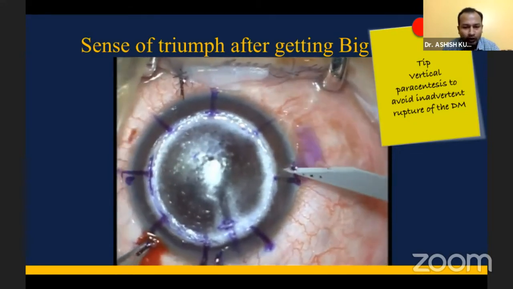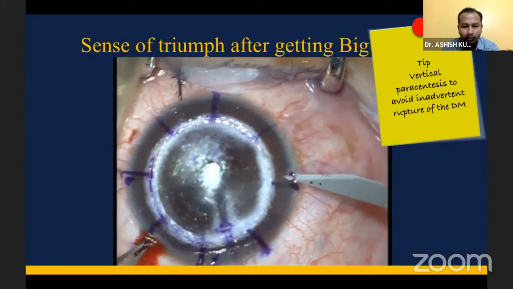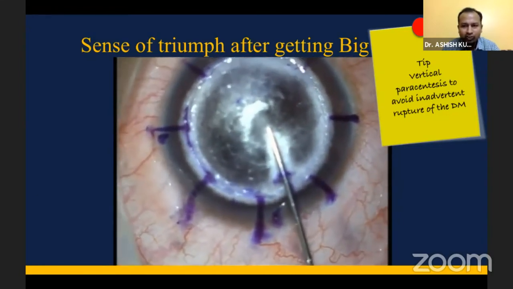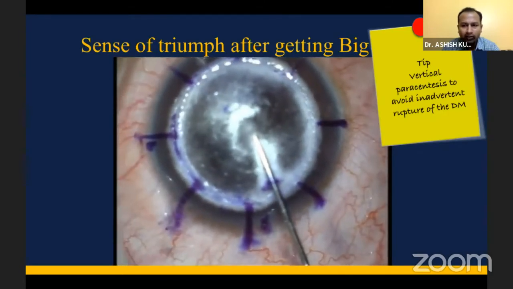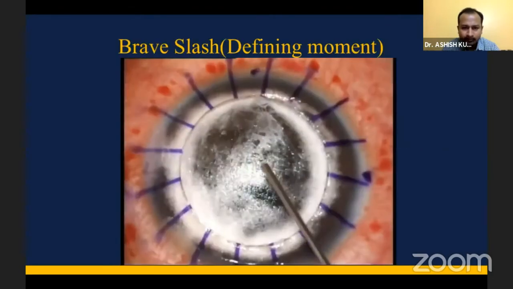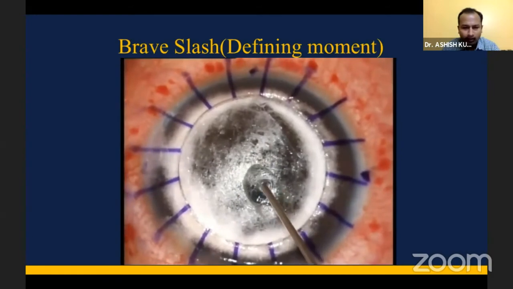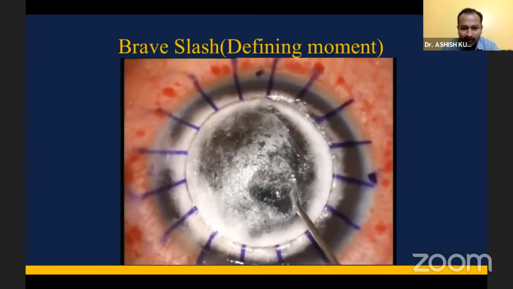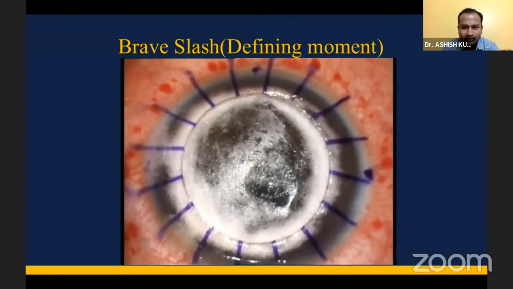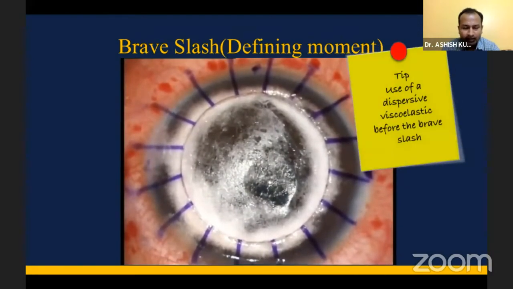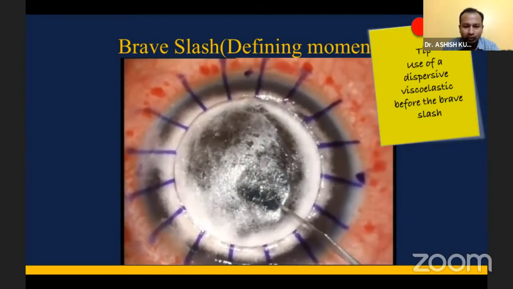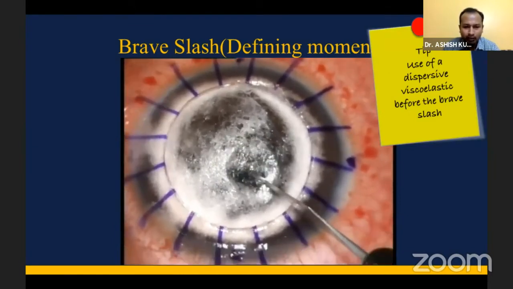Again, don't go too much inside because you may burst the bubble. So just be on the periphery and then take it out. The paracentesis should be vertical to avoid inadvertent rupture of the Descemet's membrane. Once you have got the big bubble, now it's a defining moment, the moment for brave slash. And you put a dispersive viscoelastic here so that you prevent the sudden bounce back of the Descemet's once you get rid of that bubble.